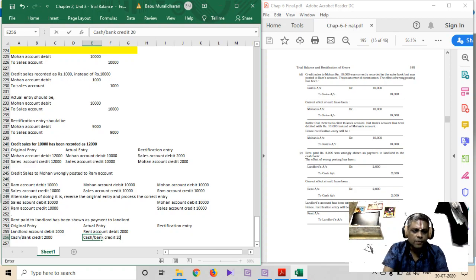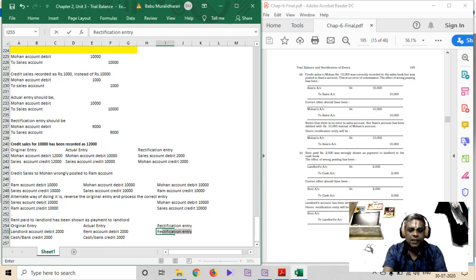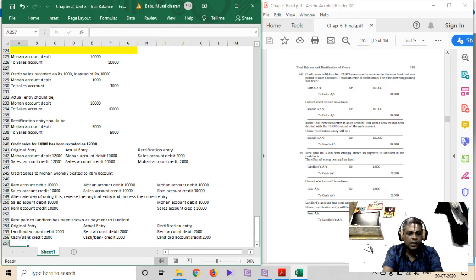So bank account. What should be the rectification entry? Yes. Rent account debit 2,000. Landlord account credit 2,000. Right? So hope this is getting more clear now. Because in this case, cash or bank is entered correctly. Payment to landlord in the cash book. So the effect of wrong posting has been that landlord account has been debited and cash account credited. Correct effect should be rent account debit to cash, and rectification entry should be rent account to landlord account.